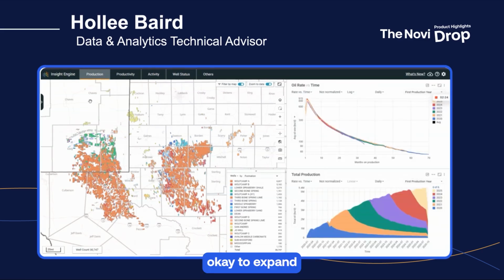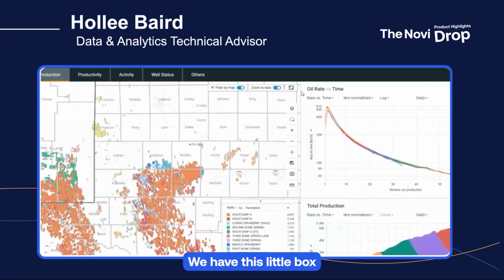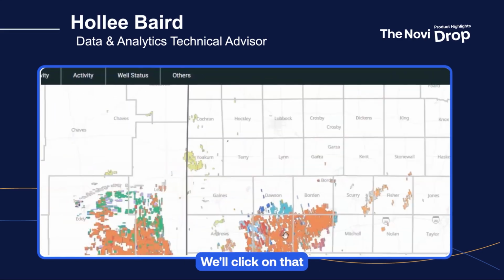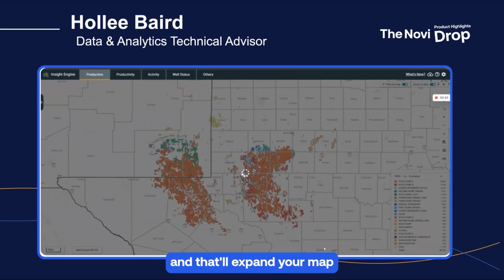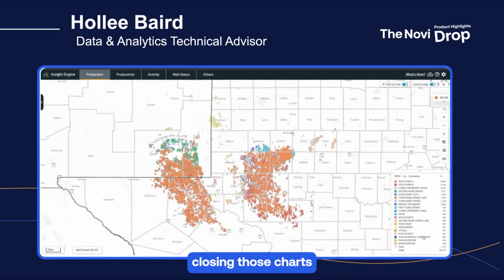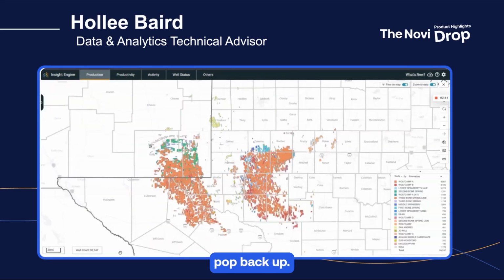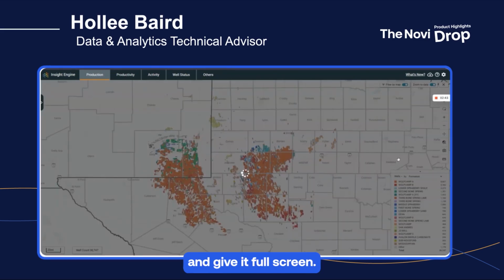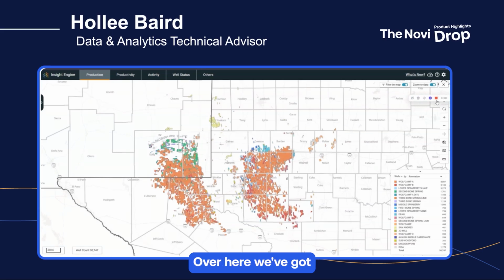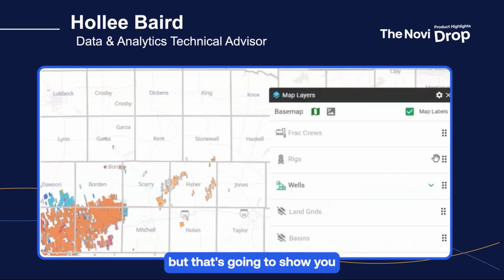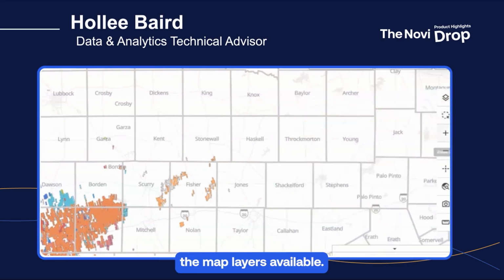Okay, to expand the map to full screen, we have this little box with little points on the inside. We'll click on that and that'll expand your map to full screen, closing those charts on the side. I can hit the button to have those charts pop back up. I'm going to go ahead and keep it full screen. Over here, we'll talk about map layers in a different video, but that's going to show you the map layers available.